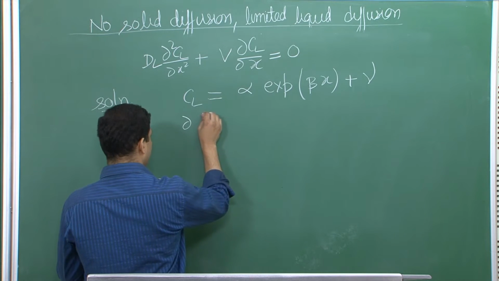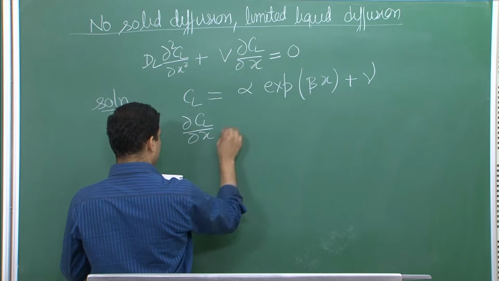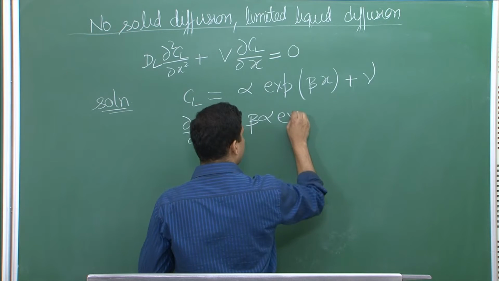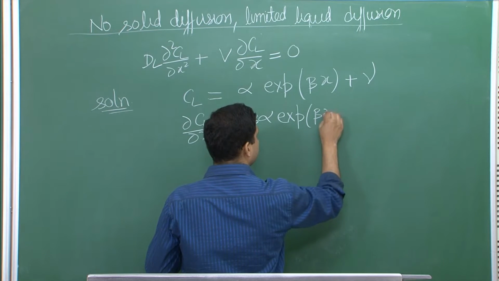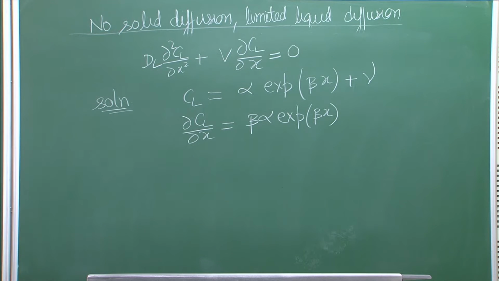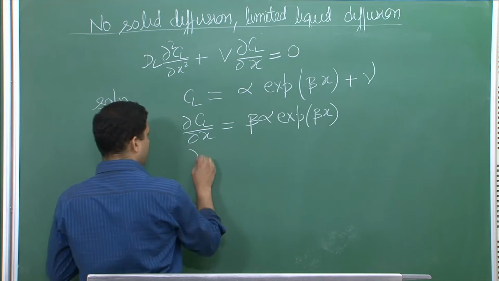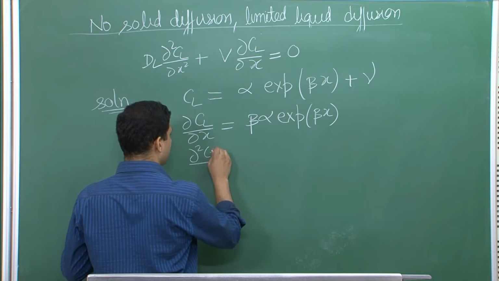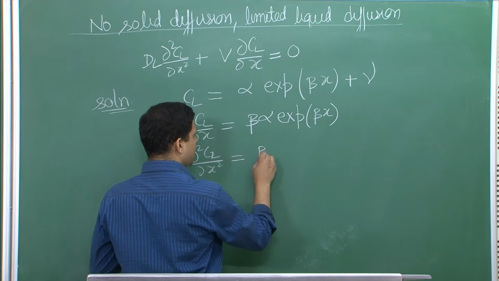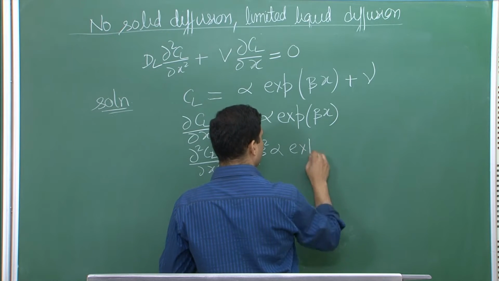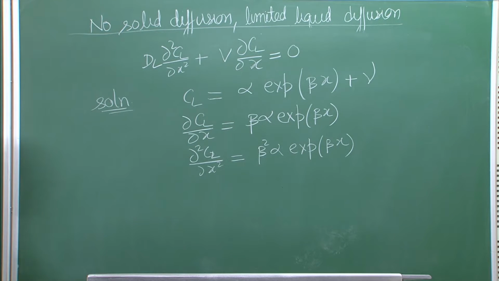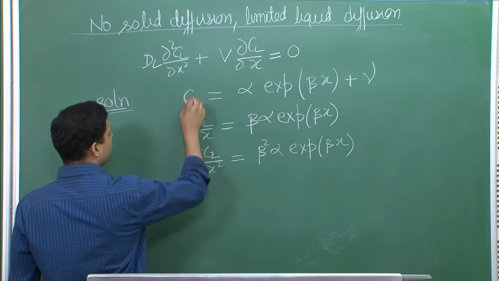First, differentiating with respect to x, we get beta times alpha times exp beta x. Gamma is not a function of x, so when you differentiate it, it becomes 0. Now, when you take the second differential, del 2 CL by del x square, this becomes beta square alpha exp beta x. So, this is the second differentiation.